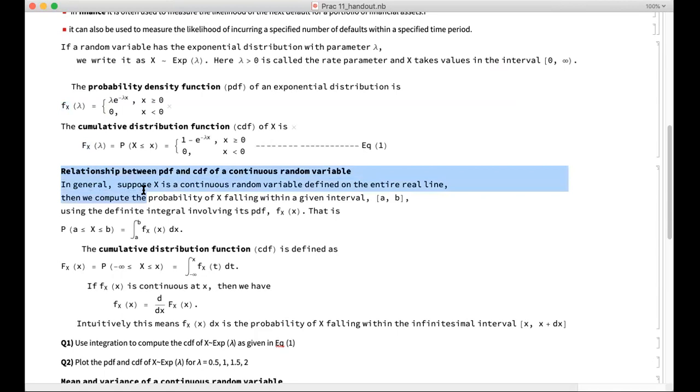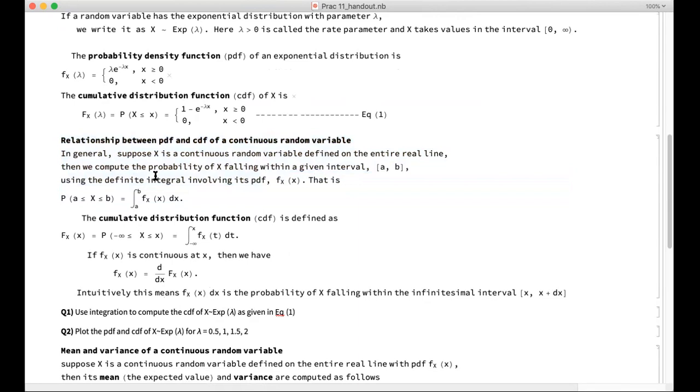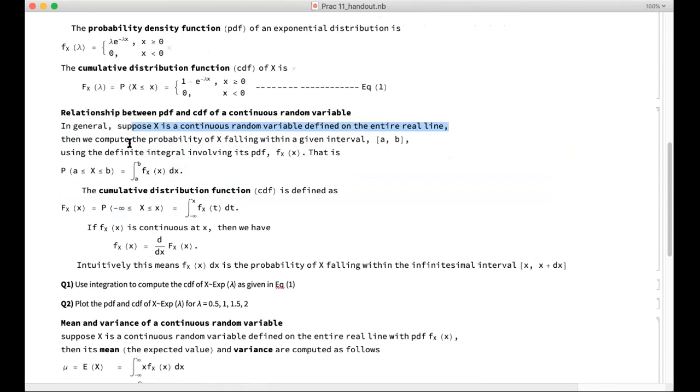Then in general, the relationship between PDF and CDF is described as below. Suppose X is a continuous random variable on the entire line this time, so this could be any continuous random variable. Then we compute the probability of X falling within a given interval, let's say A to B, as the integral of the PDF from A to B. This is like computing the area under the curve.